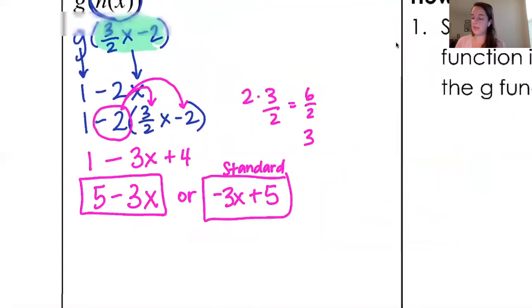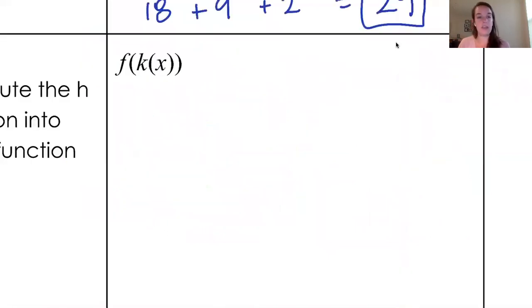Awesome. Go ahead and try to work with f of k of x on your own. Pause the video here. Pause, really pause it. Pause it and try it. Okay. Hopefully you're back. You've done f of k of x, not times.